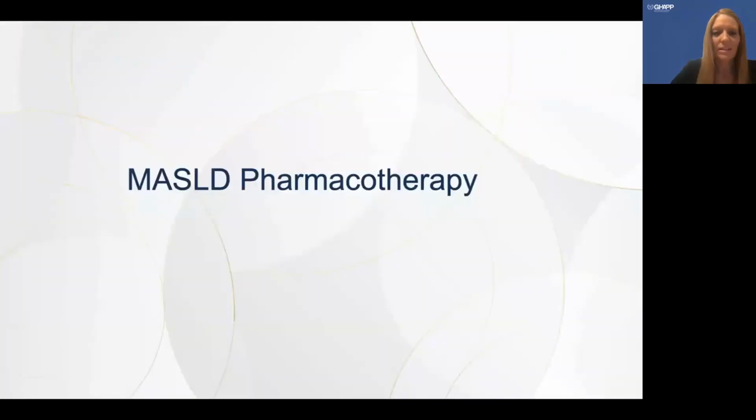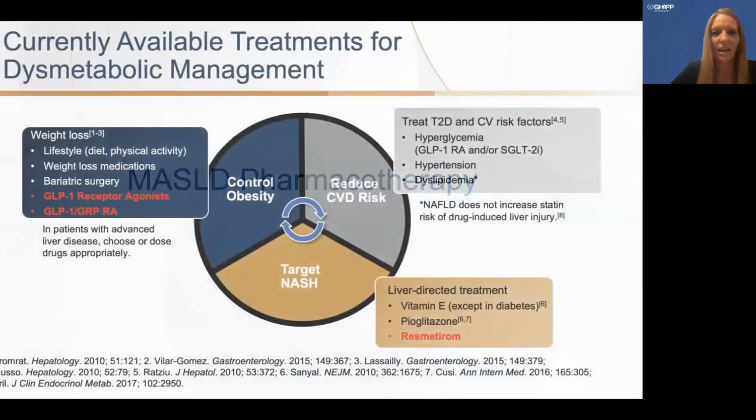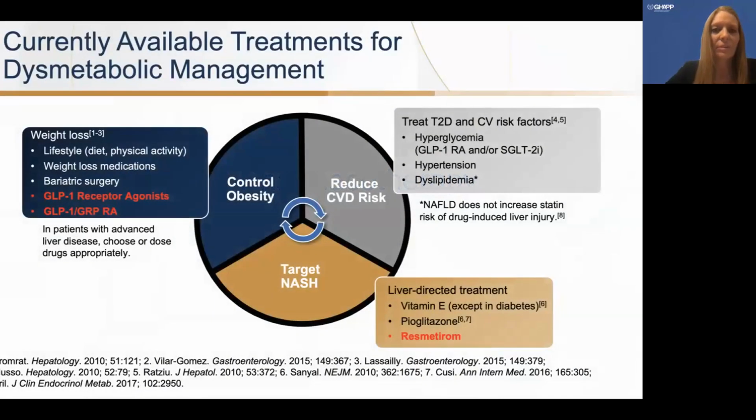So today we'll be discussing MASLD pharmacology. We're going to discuss the currently available treatments for dysmetabolic management, and specifically the goals of controlling obesity, reducing cardiovascular disease risk, and targeting NASH.